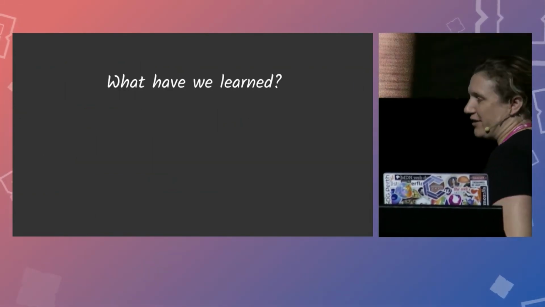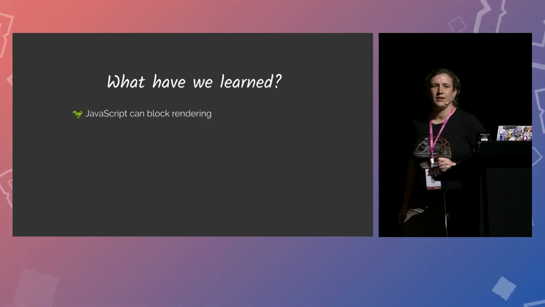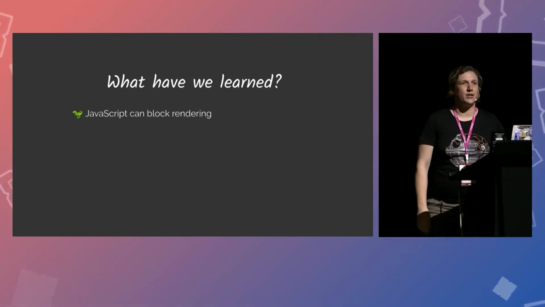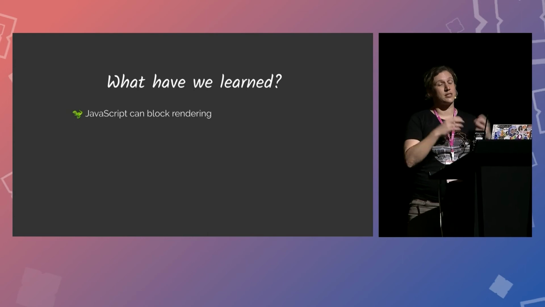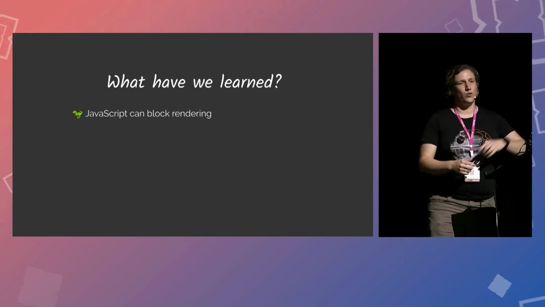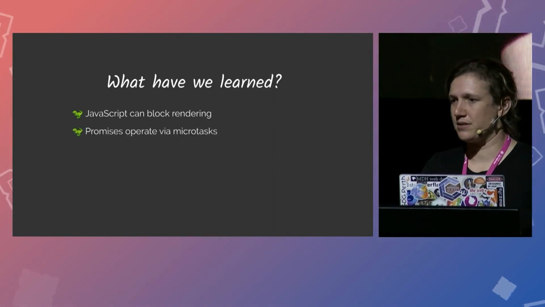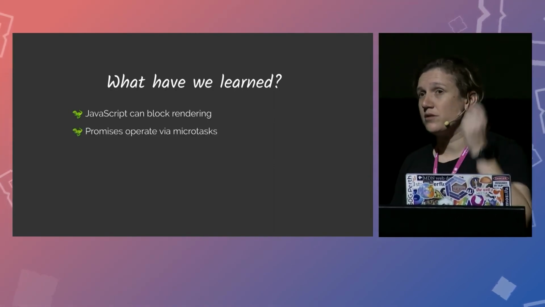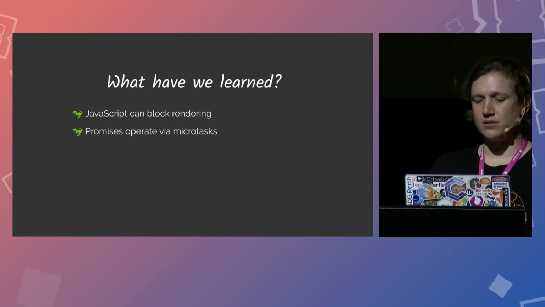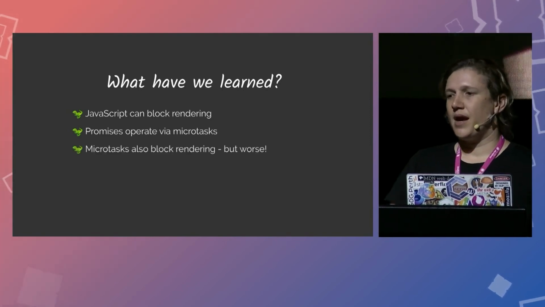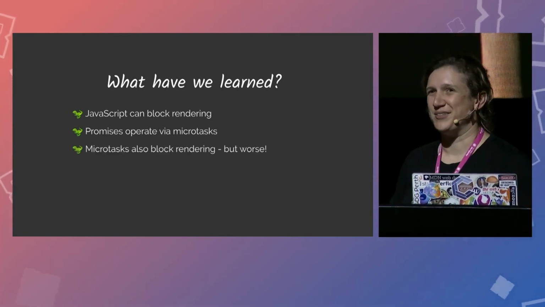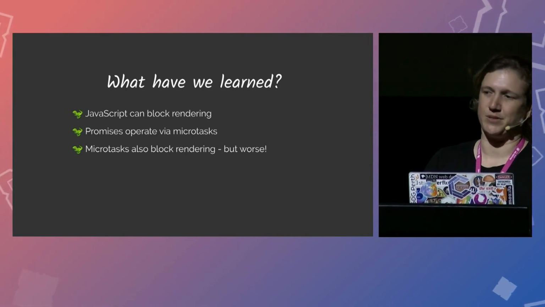All right, so what did we learn? First of all, JavaScript can block rendering. So if you have long-running tasks, you need to either split them into smaller tasks or move them off the main thread so that it doesn't stuff up your user experience. Promises operate via a special kind of task called a microtask. And microtasks have even more power to block rendering than your standard JavaScript tasks.